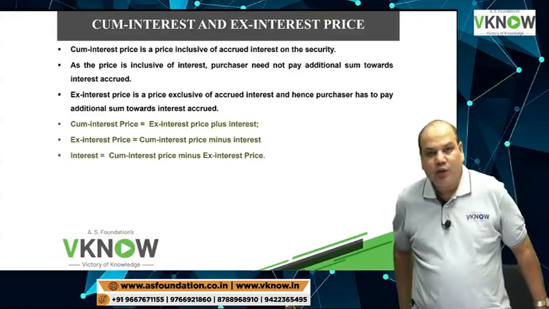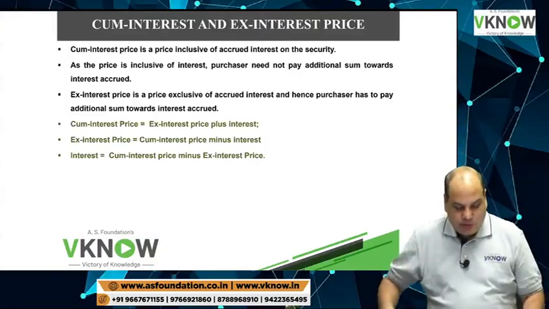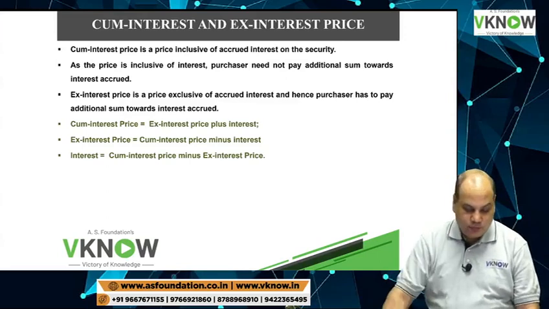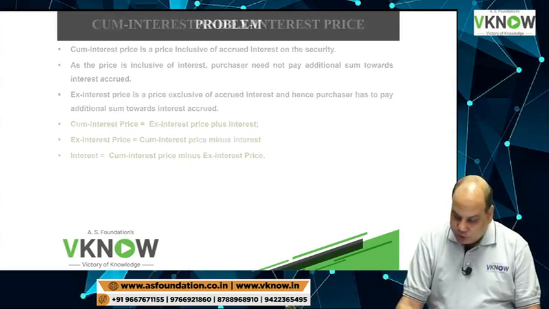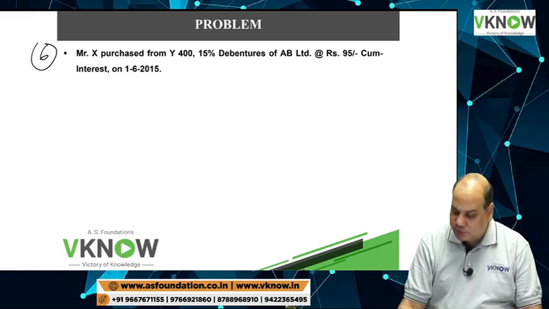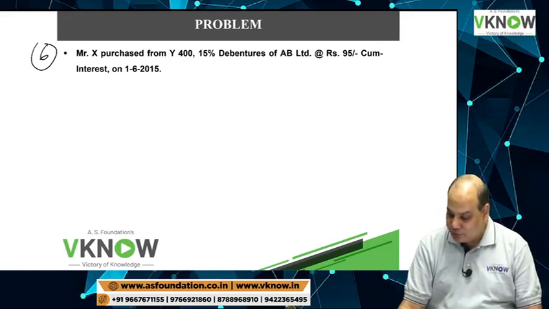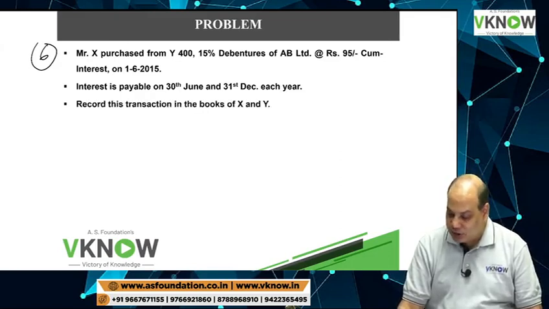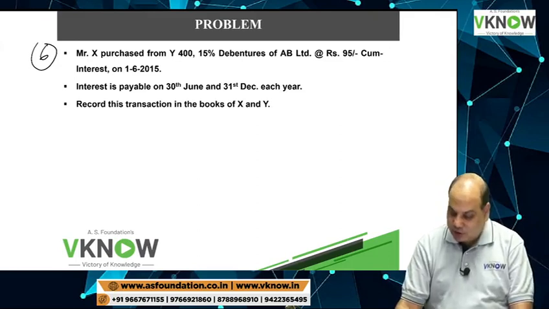Okay. With the help of some actual numbers, we will be able to understand better. Take out your notebook. Now the time has come to solve questions. So we'll come to question number 6 now. Mr. X purchased from Y 400, 15% debentures of AB Limited at rupees 95 cum-interest on 1/6/15. Interest is payable on 30th June and 31st December each year. Record the transaction in the books of X and Y.